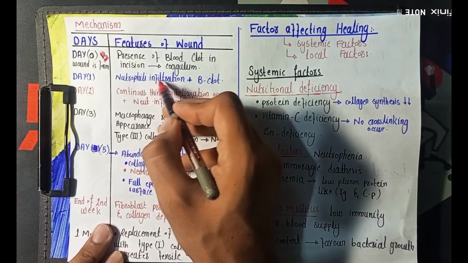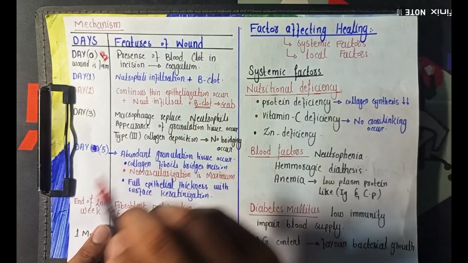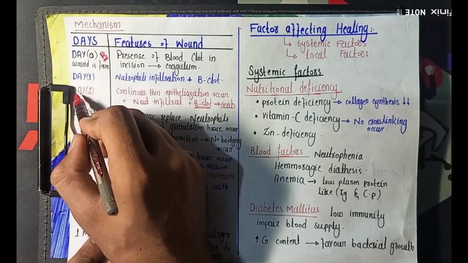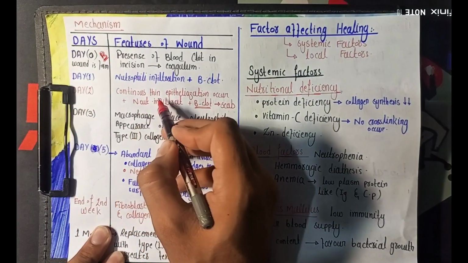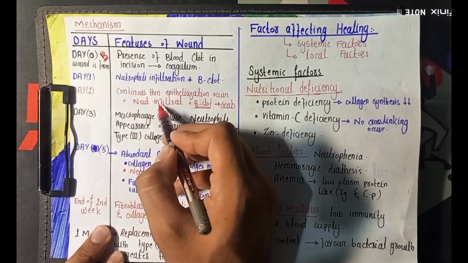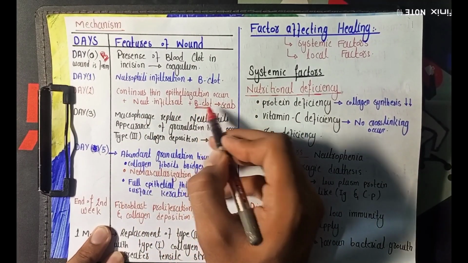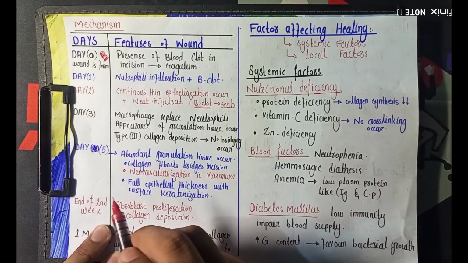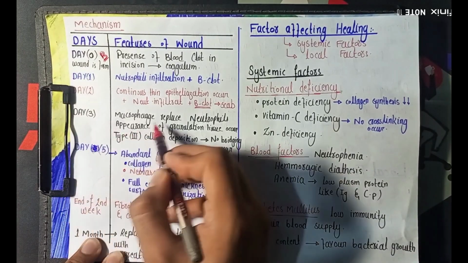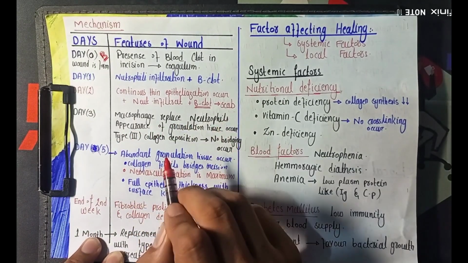Then on day one, there will be neutrophilic infiltration along with the blood clot formation. On day two, there will be continuous thin epithelialization along with neutrophilic infiltration and the blood clot. When the blood clot dries up, it is known as the scab. On day three, the macrophages replace the neutrophils.